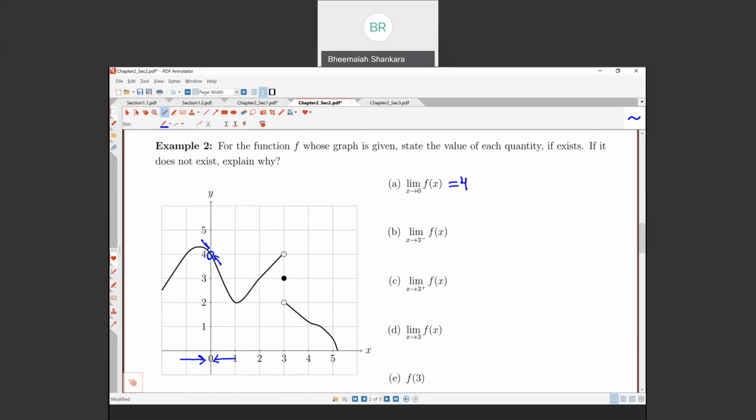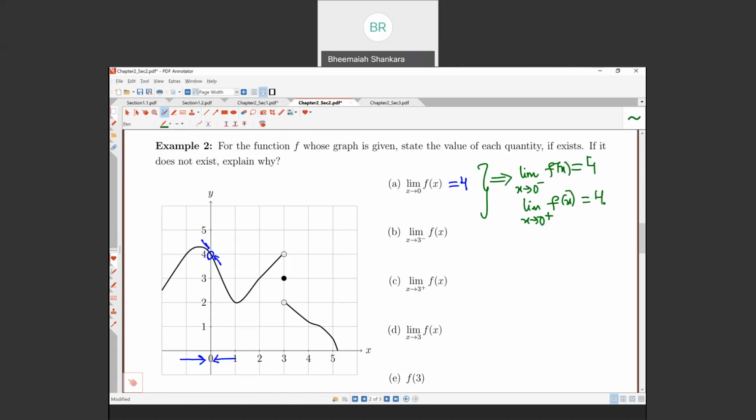Though we write it as a 4, you have to understand that you have a hidden definition here, that you have two parts of the definition. X is approaching 0 from the left, f of x is 4. X is approaching 0 from the right, 0 plus, f of x is 4. Hence, you say that the limit of the function is 4.